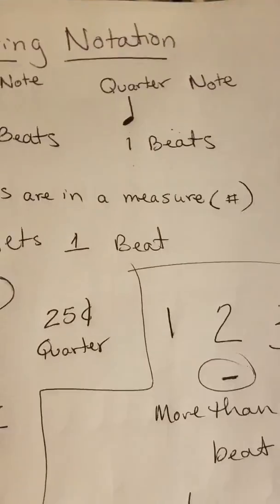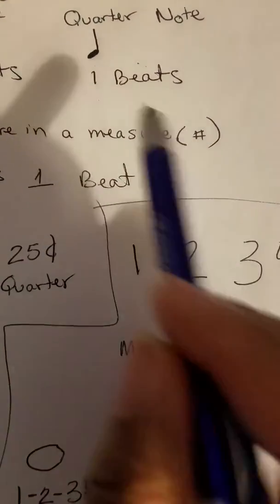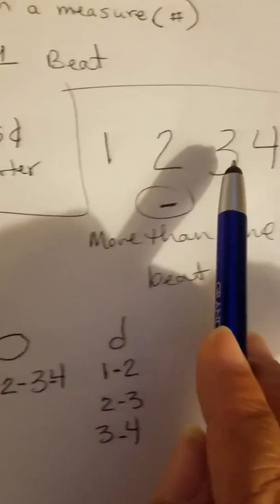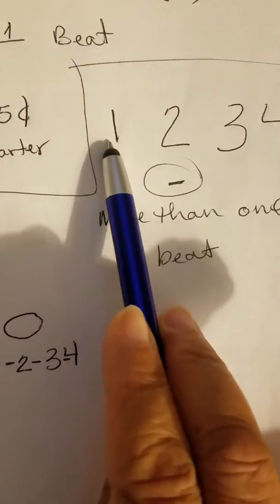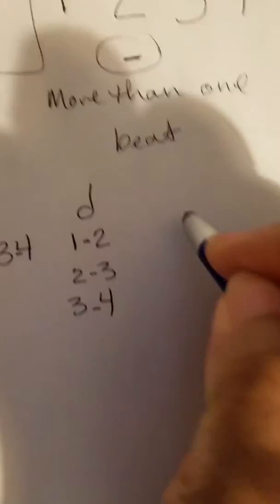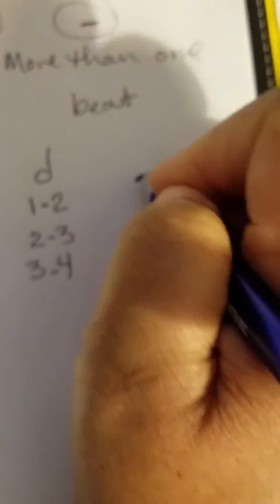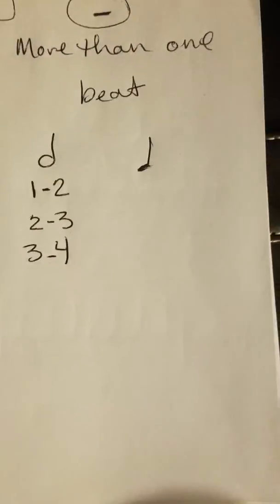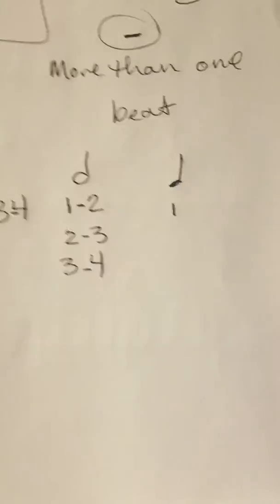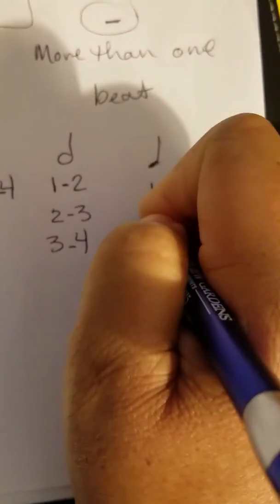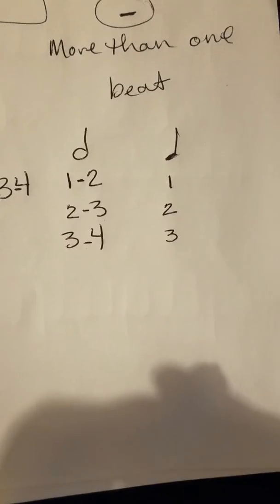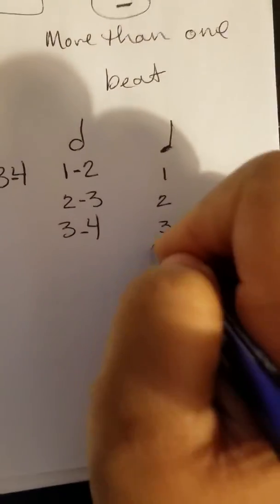Now I'm going to go ahead and go to the quarter note. A quarter note is equal to 1 beat. That means if each number is a beat, then a quarter note is representative of each number. So therefore, there are 4 different ways of counting to a quarter note. One way is putting just a 1. Another way is putting a 2. A third way is putting a 3. And a fourth way is putting a 4.